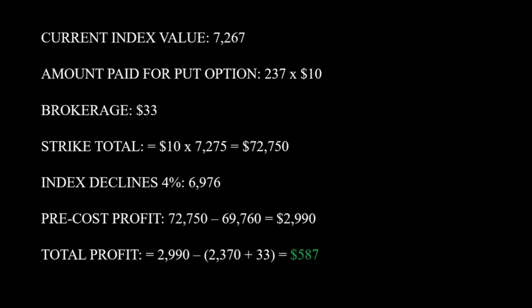Now, the total profit is the next line down, and it's easily calculated as the total pre-cost profit, the $2,990, which can also be considered the difference between the strike and the current market price. And you have to consider the $2,370 premium plus the $33 brokerage.